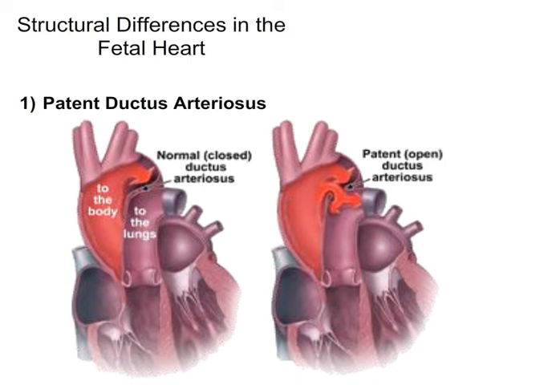So now we're going to look at some structural defects that sometimes occur in the heart, and these are congenital, meaning they're present at birth. And the first one of these is something called a patent ductus arteriosus. Now this happens when the transition from the fetal period to the neonatal period isn't made smoothly.